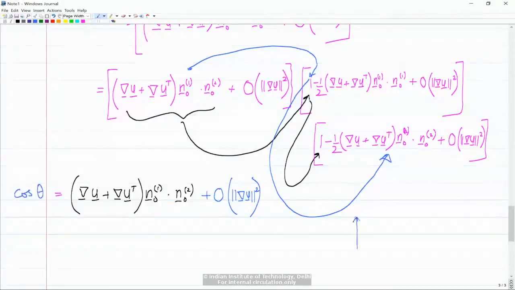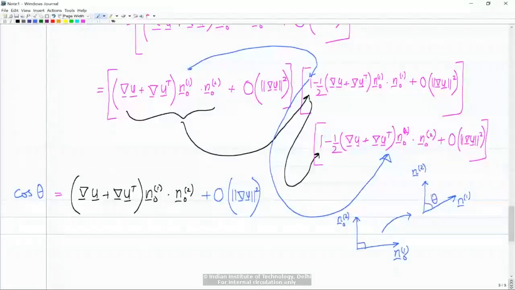So originally you had two perpendicular lines. One was n naught 1 and the other was n naught 2. And after deformation, it may have become like this, n1 and n2. And this angle is theta.